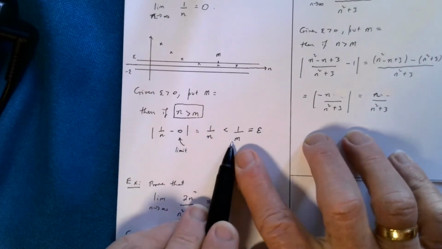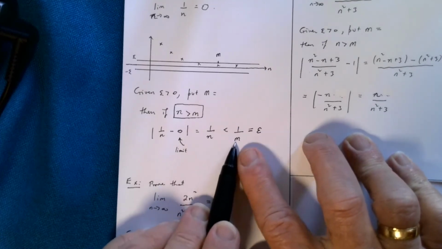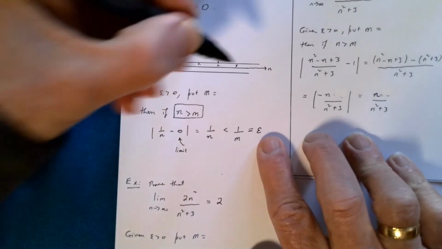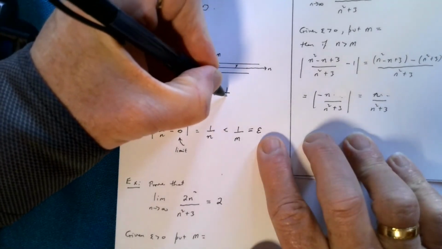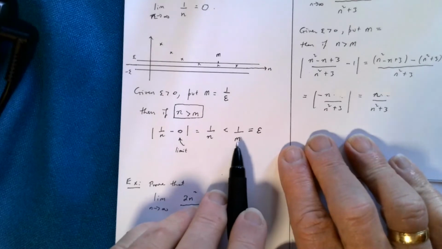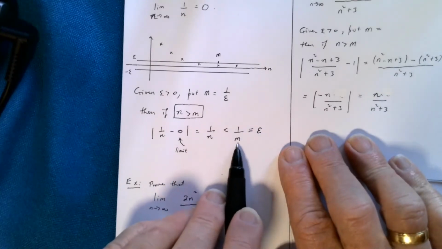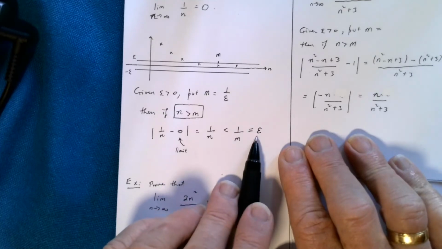And now I simply rearrange this equation here. This says 1 equals M times epsilon, so M is 1 over epsilon. I just solve this for M in terms of epsilon. You can turn both sides upside down if you like. M is 1 over epsilon. And now I've satisfied the definition.